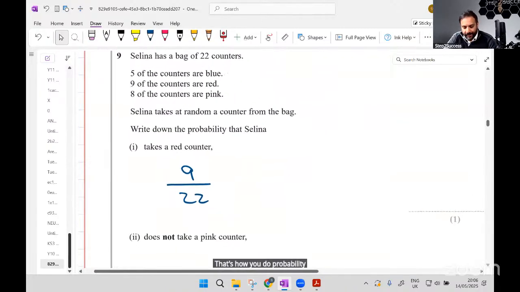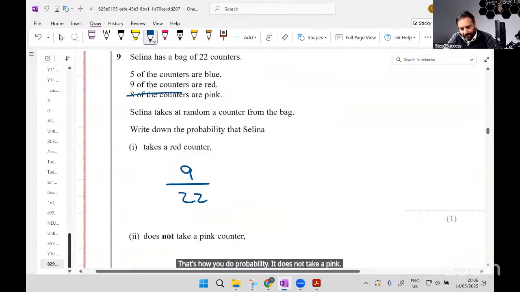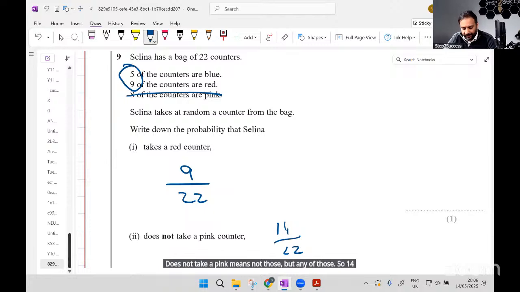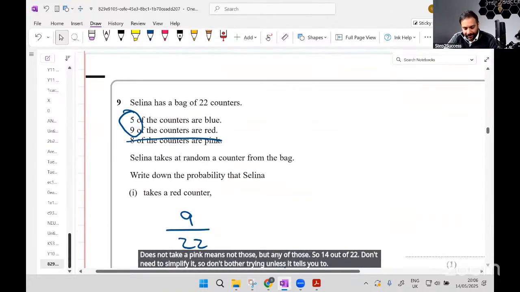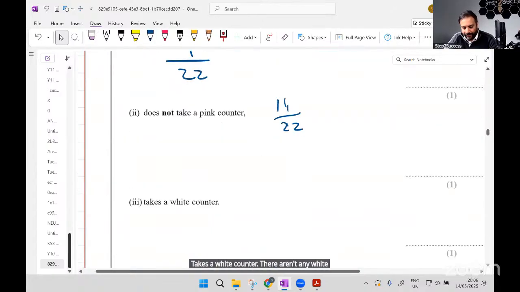Does not take a pink. Does not take a pink means not those, but any of those. So 14 out of 22. Don't need to simplify it, so don't bother trying unless it tells you to. Takes a white counter. There aren't any white counters, so the probability of that would be 0.